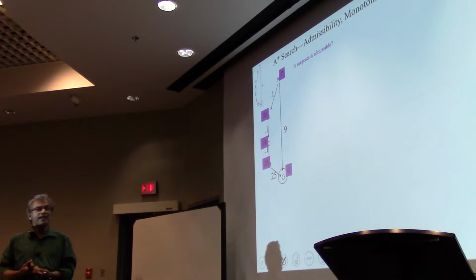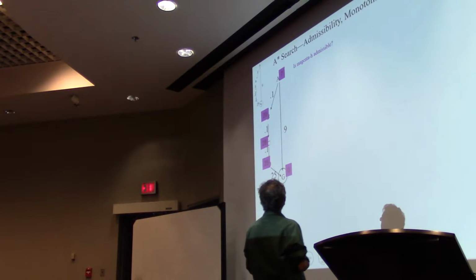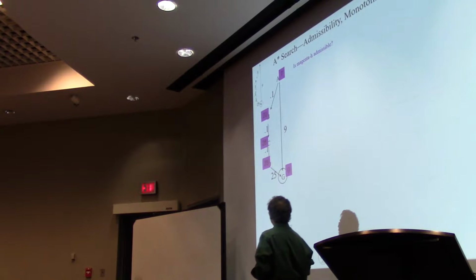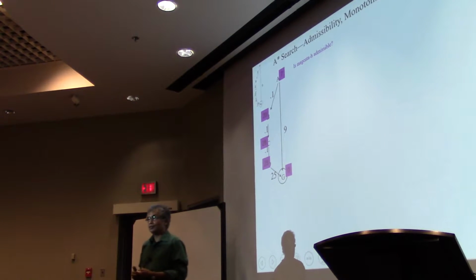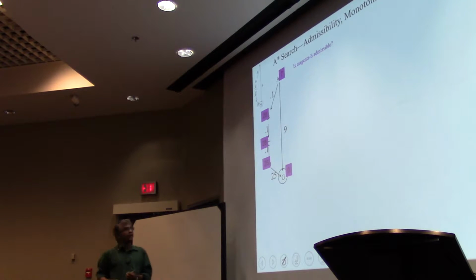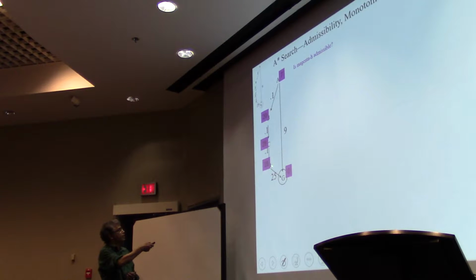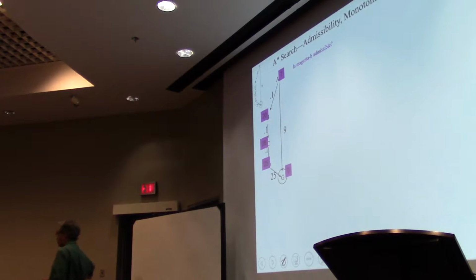No. Why not? For C, it is 28. And that's not good because the true cost is 25.1. But it's okay for B, and it's also okay for D and for A. That's not good enough. For it to be admissible, it has to be a lower bound at every node.